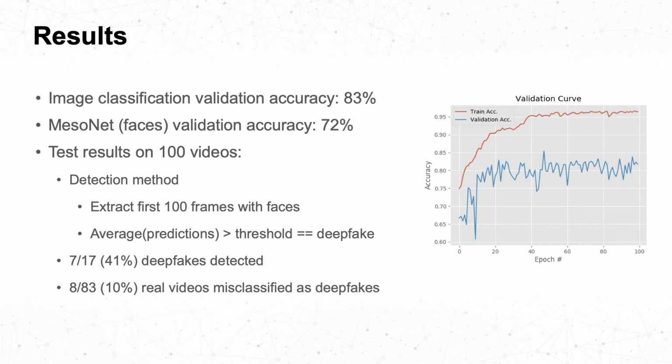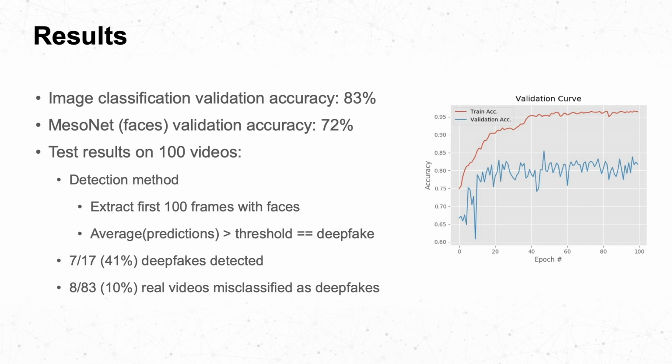So in terms of the test results on the 100 videos, I used a very simple detection method for this. What we did is we extracted the first 100 frames that contained faces, and then we averaged the predictions of the model over a predefined threshold that we determined. And if the average of those predictions was greater than the threshold, then we had a deepfake. So for this version of MouthNet, I used a threshold of 0.9. Using this threshold, we successfully detected 41% of the deepfakes and misclassified only 10% of the real videos. So while we are missing deepfakes, we can see that we are making some substantial progress towards actually detecting deepfakes accurately without too many false positives.